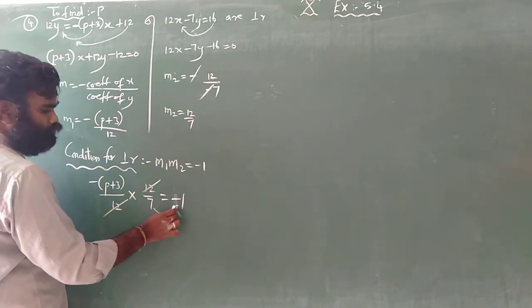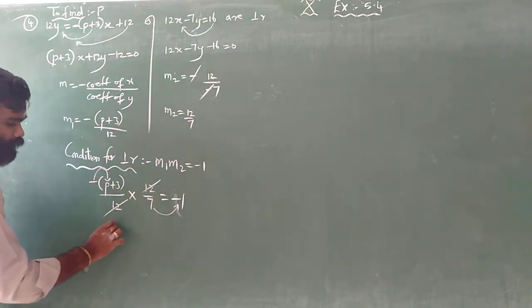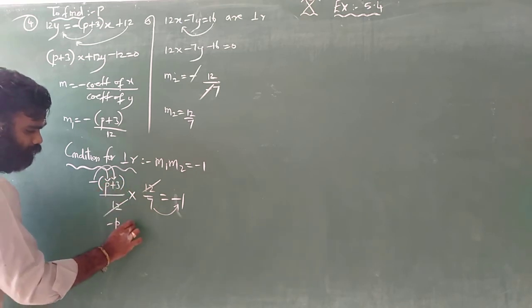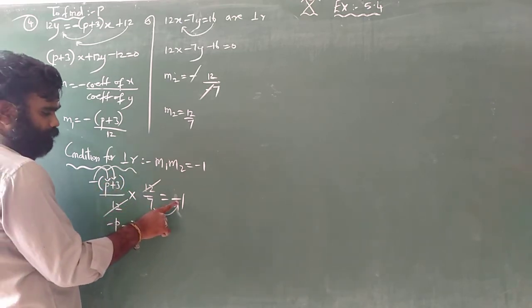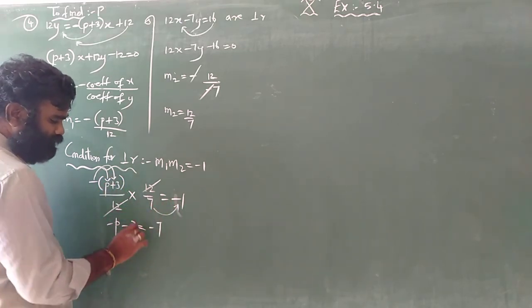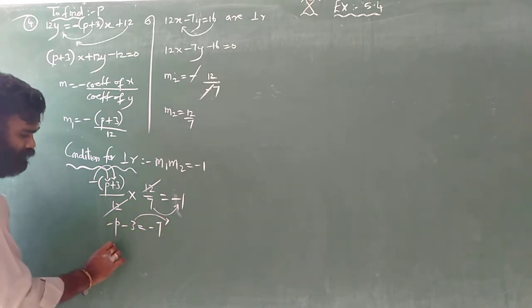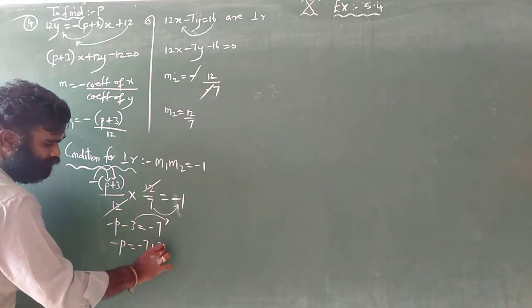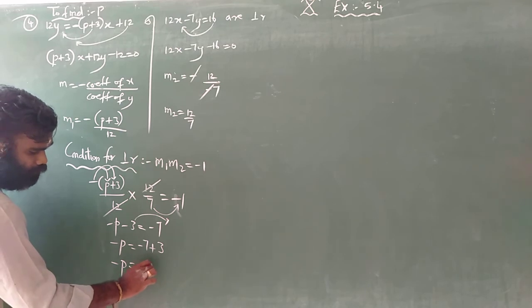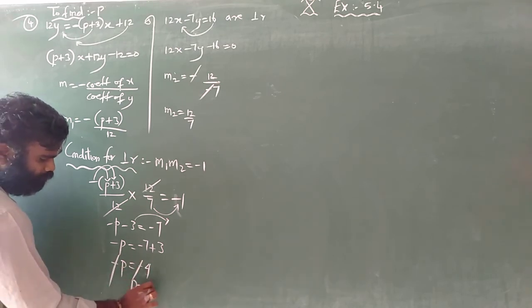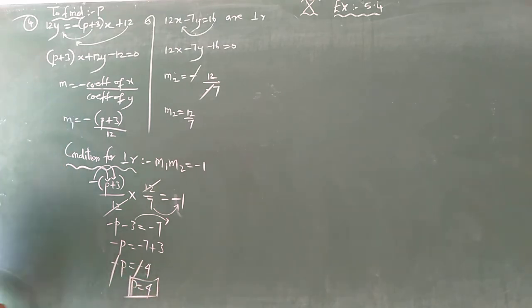See, 12 and 12 get cancelled. Go this side, multiply inside: minus p, minus 3. This is nothing but minus 1 times 7, which is minus 7. Minus 3 comes here, becomes plus 3. Minus p is equal to minus 7 plus 3. Minus p is equal to minus 4. Minus minus gets cancelled. p is equal to 4. This is the required answer for this one.